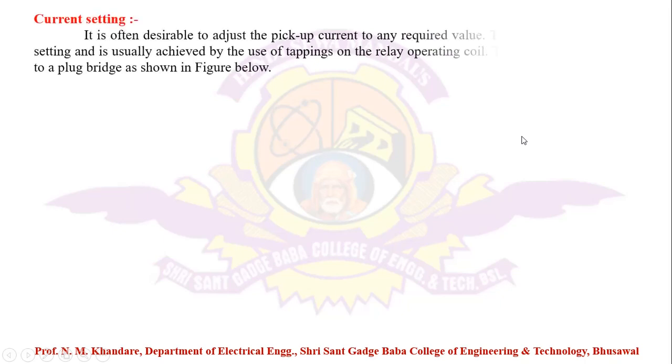Next is the current setting. It is often desired to adjust the pickup value of the current at any desired value, and this is possible by using the current settings. The current settings provide the tappings on the relay operating coil, and those taps are brought out to a plug bridge as shown here.